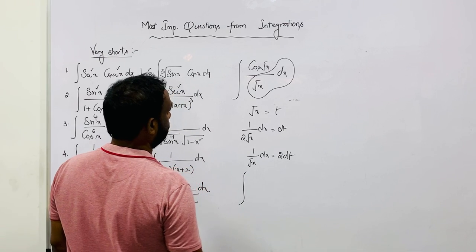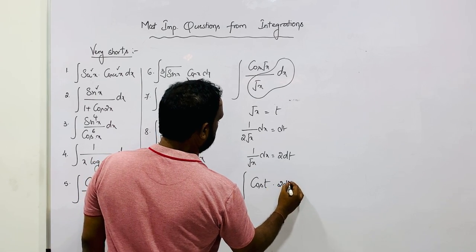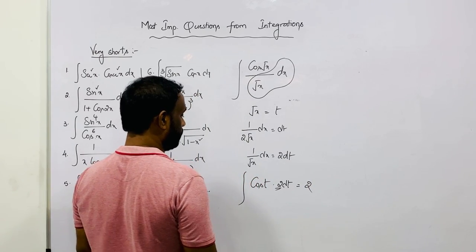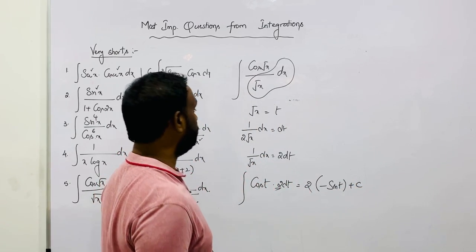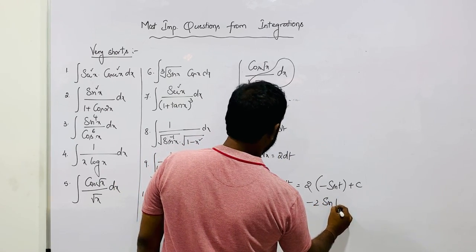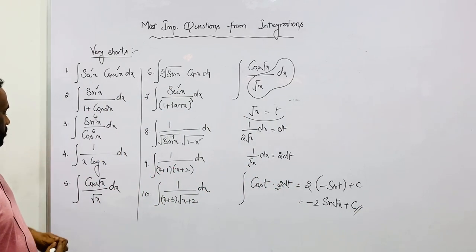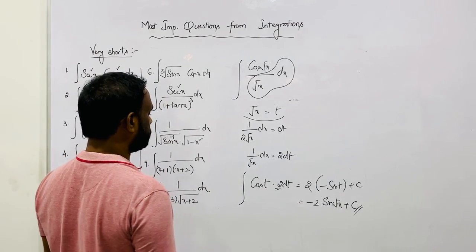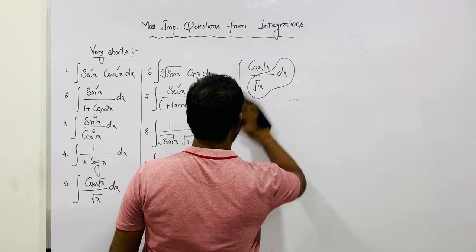Now the given integral changes to cos t, and dx by root x will be 2 into dt. Taking the constant 2 outside, the integral of cos t is sin t plus the constant of integration. Now resubstitute the value of t, that is 2 sin root x plus c, where c is the constant of integration. Hence, this cos root x by root x problem can easily be solved by the substitution method, and the remaining problems are also solved by the same substitution method.